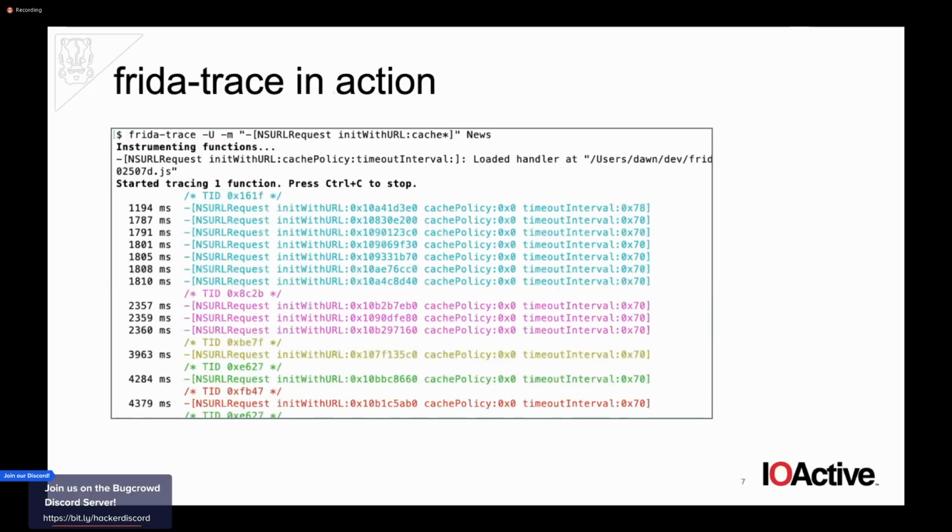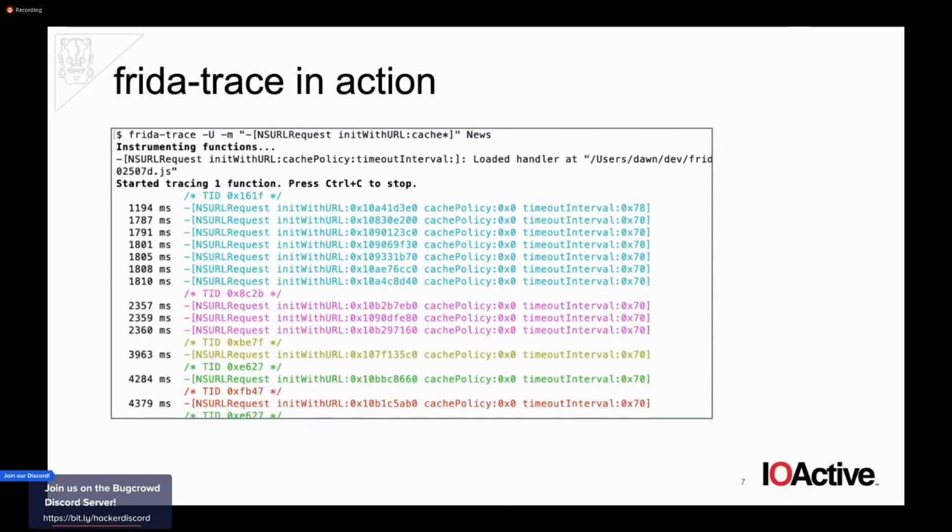So if we were to execute this against the Apple News application on a device, we would see something like this. First of all, Frida has told us it has found exactly one function to trace, which is great. We don't have a lot of garbage we have to wade through because we've targeted exactly what we're looking for. And then you can see a really nice color-coded output. And this color coding denotes the different threads that are active within the application.